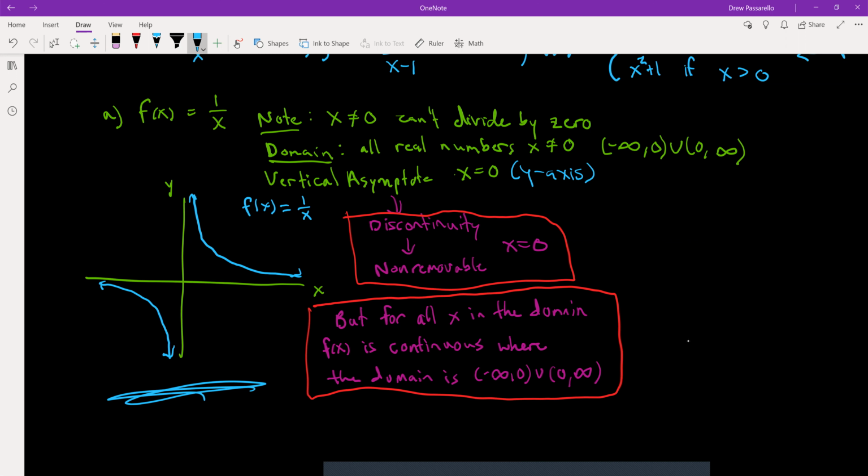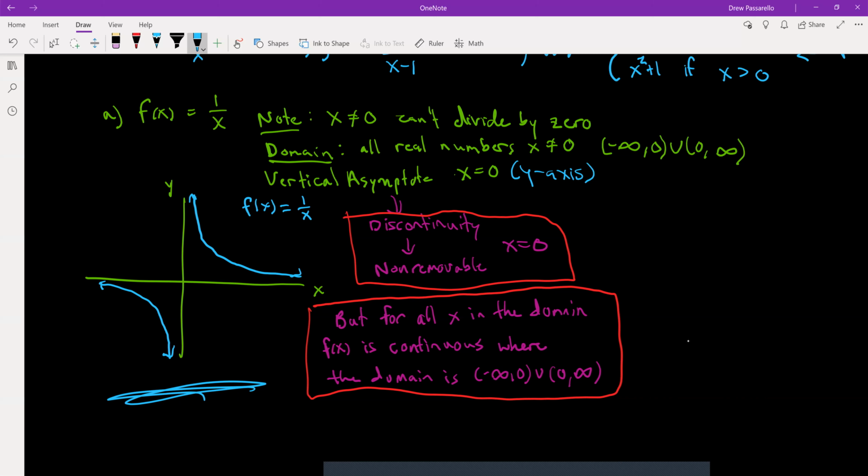The vertical asymptote means that you can't have the function itself be defined at 0. So that's why its domain is all real numbers x, where x is not equal to 0, because you can't divide by 0. If you plugged in 0, you would have 1 over 0, which is not defined. The inputs, what goes inside of the function, can be any number x, but it just can't be 0. And that's due to the vertical asymptote at 0.